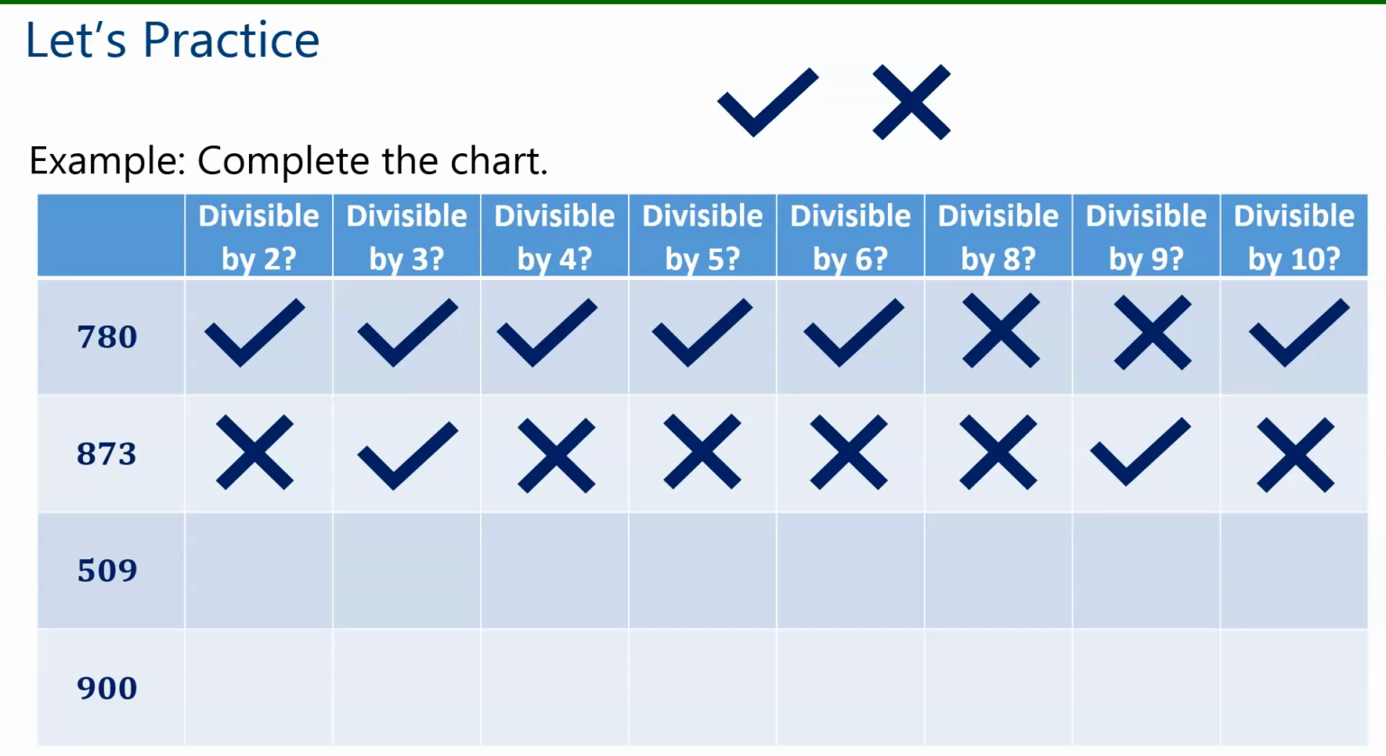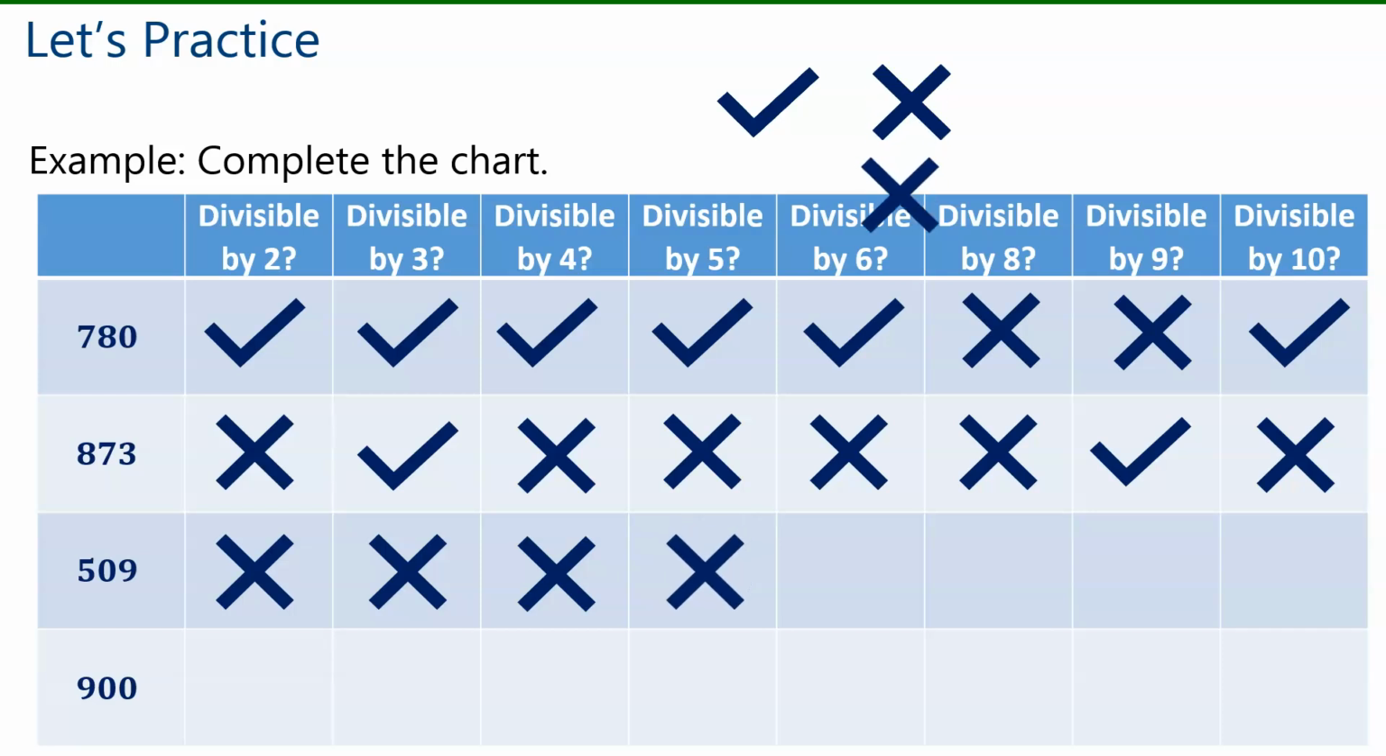Now for 509, that is odd, so it's not divisible by 2. Add up those digits, you'll get 14, so it's not divisible by 3. It ends in 9, and that's not divisible by 4. It's not going to be divisible by 5 either. Now it's definitely not divisible by 6 because 2 and 3 didn't work.